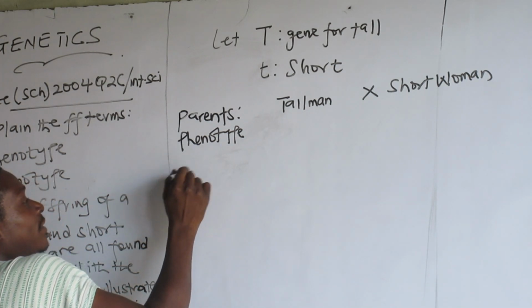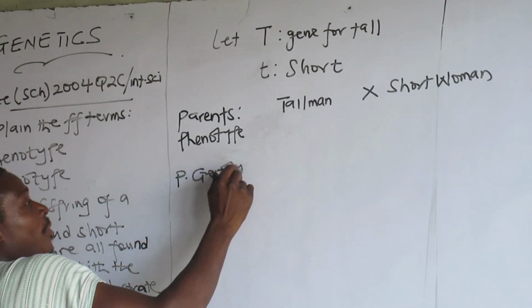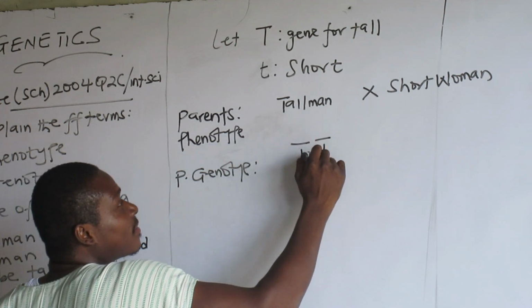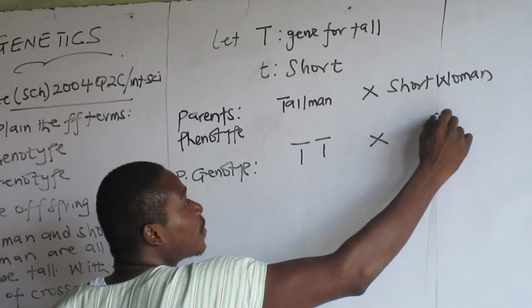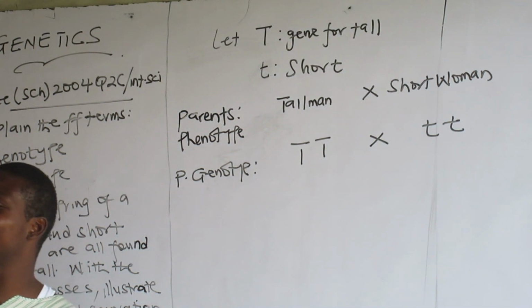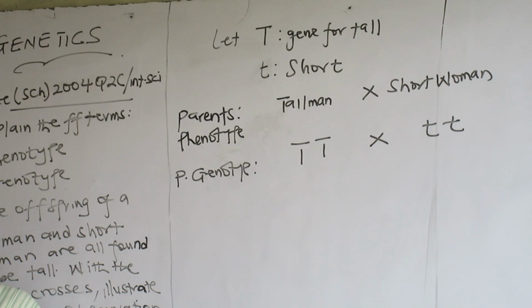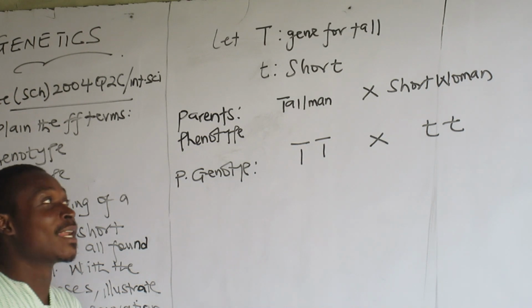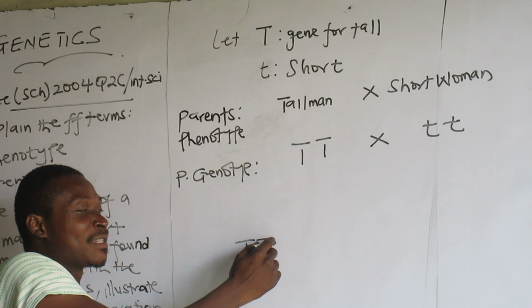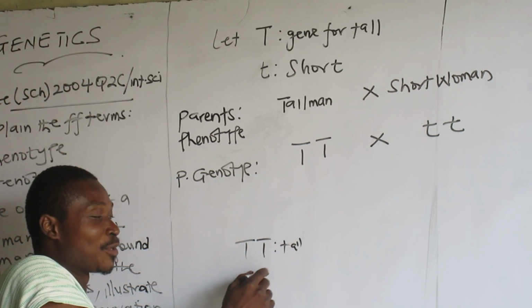Now we have parental genotype. I'll be addressing the whole thing. So this is TT. And that is what? Small t. You agree? Why did I double them up here? The genes are in pair, right? Good. Remember, it's an allele. Allele forms what? A single gene. Are you okay? Good. Now, if you are defining your terms and you say, let capital T be tall, let small t be short.